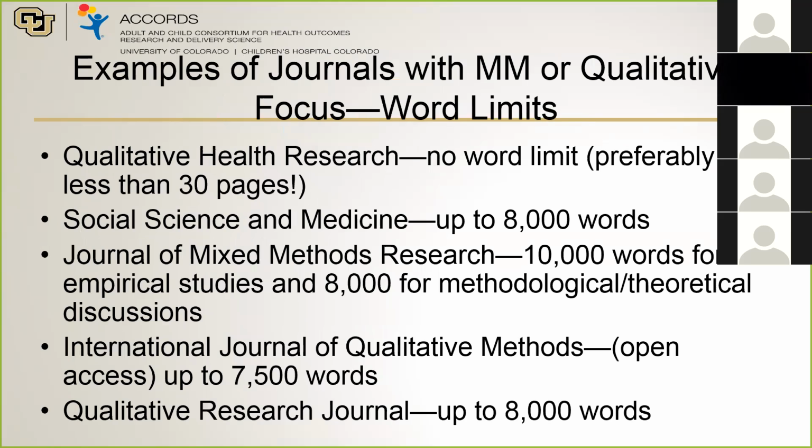Here are some examples of journals that specifically have a mixed methods or qualitative focus, and look at these lengths. Qualitative Health Research has no word limit; they like it to be less than 30 pages. Social Science and Medicine, up to 8,000 words, so twice as many words. Journal of Mixed Methods Research, 10,000 words for empirical studies, 8,000 for methodologic or theoretical, and again, they are focusing a lot on methods. The International Journal of Qualitative Methods, 7,500, and Qualitative Research Journal, up to 8,000. So you can see that's more than twice the number of words. That's one of our dilemmas as clinicians.